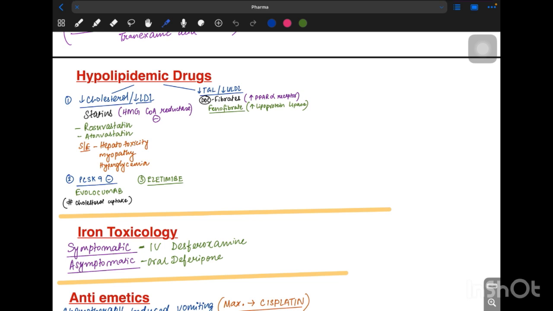The other group of drugs is PCSK9 inhibitors. Example is evolocumab. It ultimately increases cholesterol uptake, evolocumab. And the third group of drug is, if giving a statin also doesn't work, then we have to give the ultimate drug, which is ezetimibe. This is another group of drug.